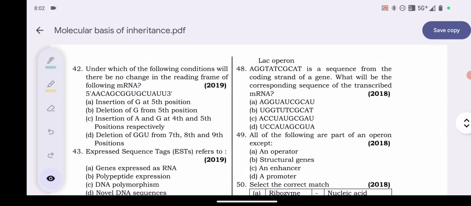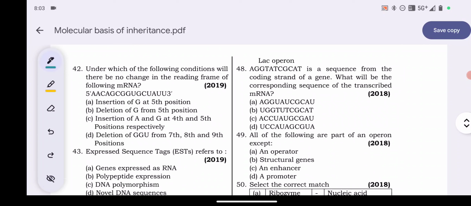42. Under which of the following conditions will there be no change in the reading frame of the following mRNA? The code is given from 5 prime to 3 prime, you can see. Option A: insertion of G at the 5th position. B: deletion of G from the 5th position. C: insertion of A and G at 4th and 5th position respectively. D: deletion of GGU from 7th, 8th and 9th position.